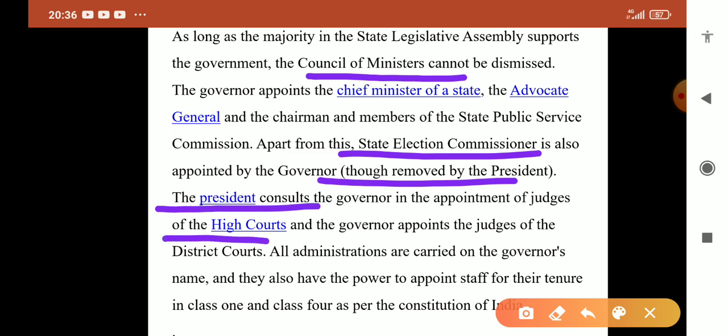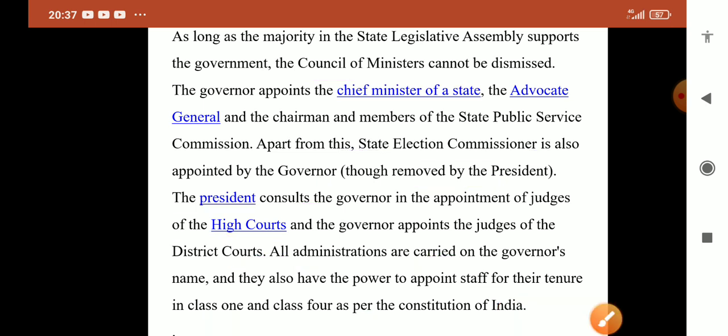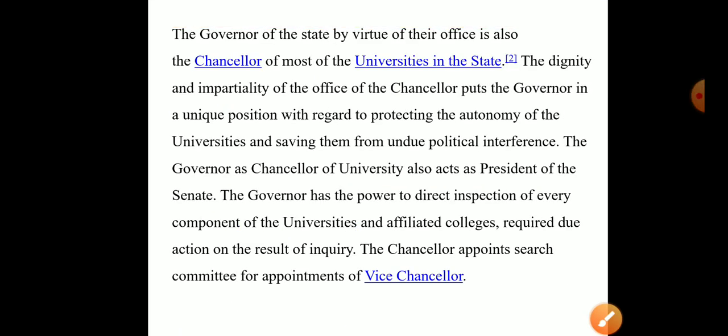Governor appoints the judges of the district courts. All administration is carried on in the governor's name. In whose name is all administration done? In the governor's name. And they also have the power to appoint staff for their tenure, for different tenures, in class 1 and class 4, as per the Constitution of India. Right. Let's move on, check out next.